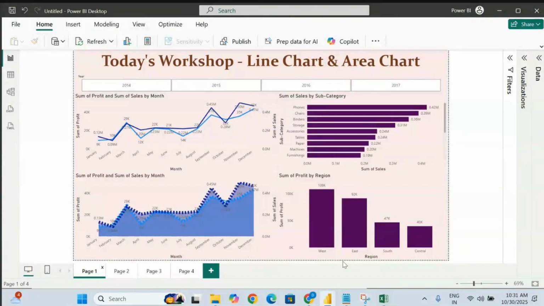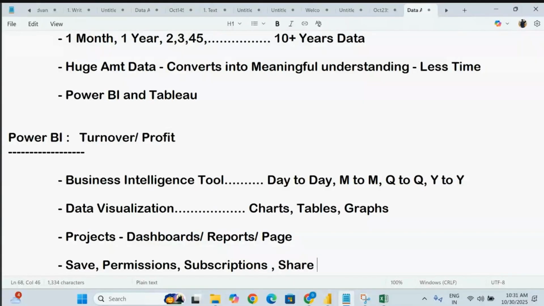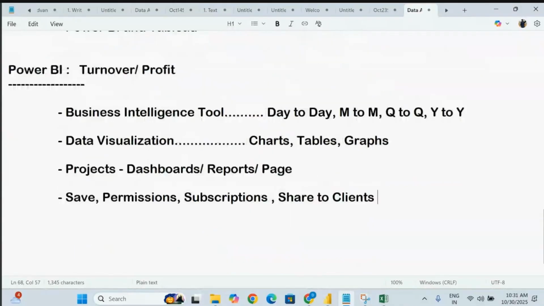Fine. So once you complete your project, you must save that project somewhere. You must provide some permissions to the customers, which means the clients. You have to provide the subscriptions. These are some of the things that are there. Finally, you have to share this with the client. So this is the entire thing that you need to understand from your Power BI.